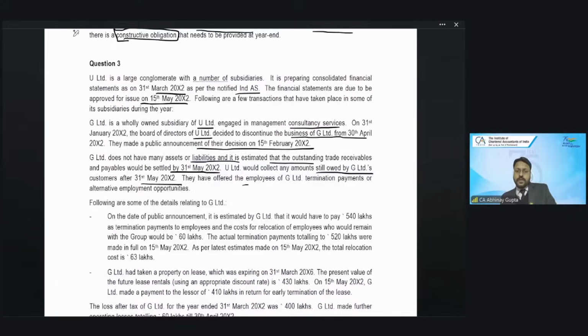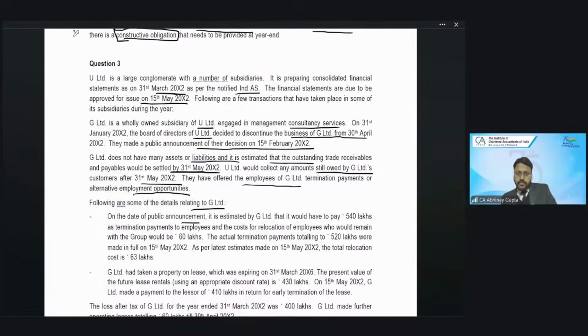They may have offered the employees of G Limited termination payments or alternative employment opportunities, right? So either they are planning to terminate the employees or giving alternative employment opportunities. Following are some of the details relating to G Limited.